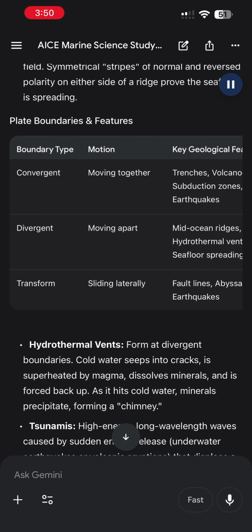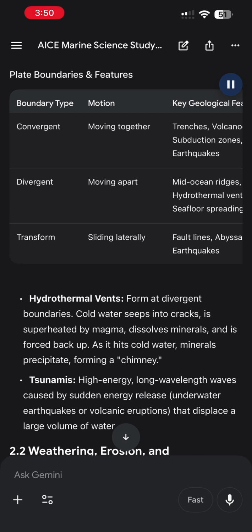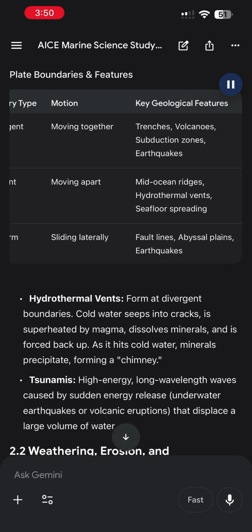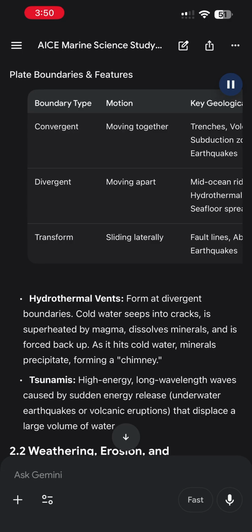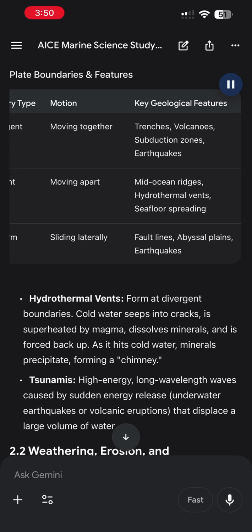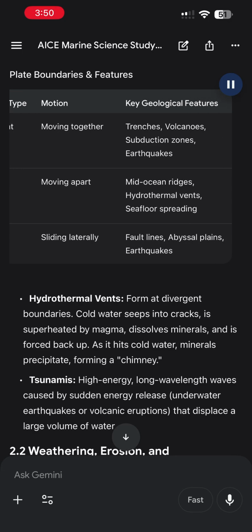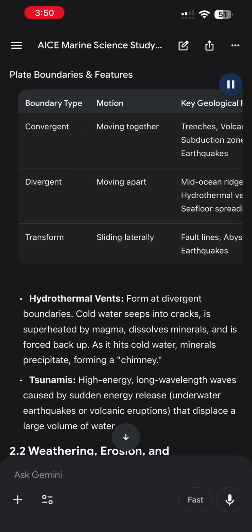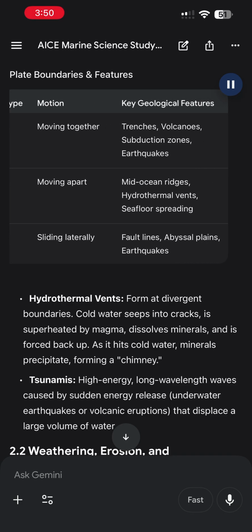Plate boundaries and features. Boundary type, motion, key geological features. Convergent: moving together. Trenches, volcanoes, subduction zones, earthquakes. Divergent: moving apart. Mid-ocean ridges, hydrothermal vents, seafloor spreading. Transform: sliding laterally. Fault lines, abyssal plains, earthquakes.